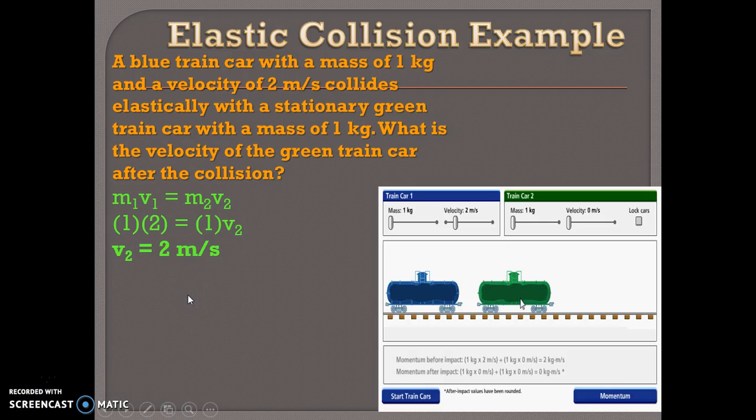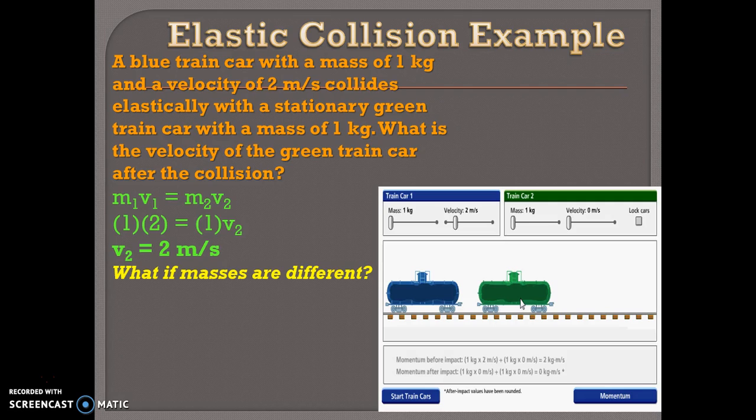So now we have a second problem associated with this same scenario, and we'll go on to say, well, what if the masses are different? So now we're going to pretend that the blue train car is still 1, but the green train car is bigger. It now has a mass of 2 kilograms.